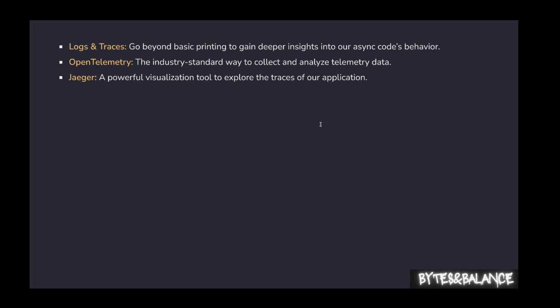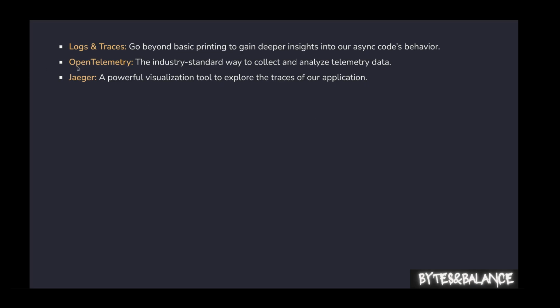Logs are invaluable for recording events and errors in our applications, but they might not always offer a complete picture of what's happening. That's where traces come in. Traces capture the sequence of events across various functions and tasks, and that's where they can provide us with a timeline view of how operations interact and interleave.